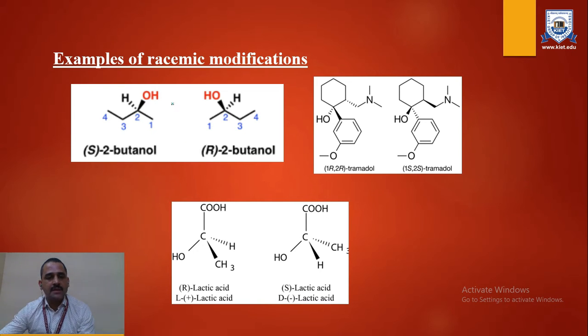Here we have another example like S-2-butanol and R-2-butanol. S is the sinister form and R is the rectus form. Both isomers are present in equal proportion. That's why the overall rotation of the light will be cancelled or zero over here.